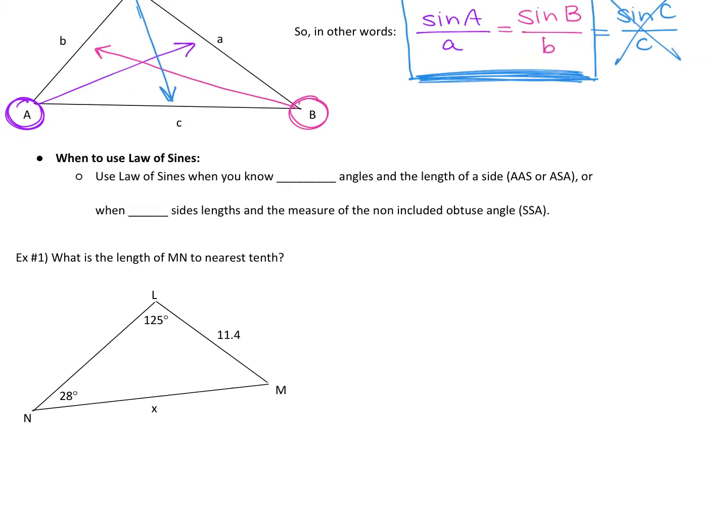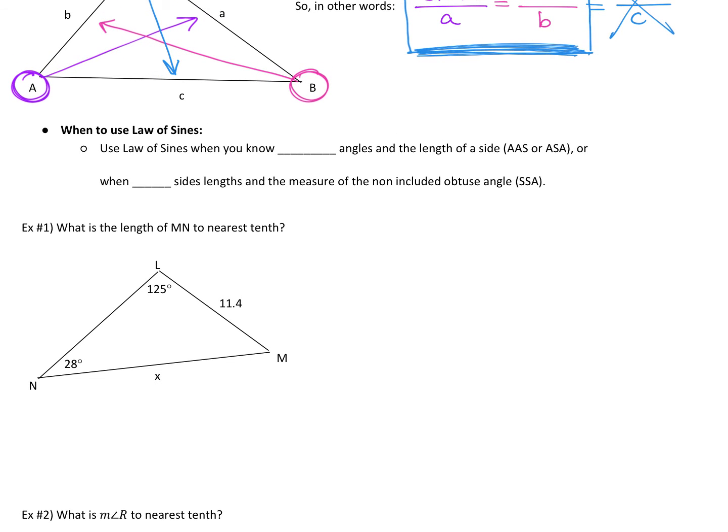You want to get this. Law of sines shows up in 3 scenarios, and I will show you what they are. They're right here. Okay, AAS, ASA, and SSA. Basically what that is, you use the law of sines when you know 2 angles and the length of a side, so that's these 2, or when you know 2 side lengths and the measure of the non-included angle, so not the angle between. So SAS doesn't work, but SSA, the donkey setup, that works, okay?